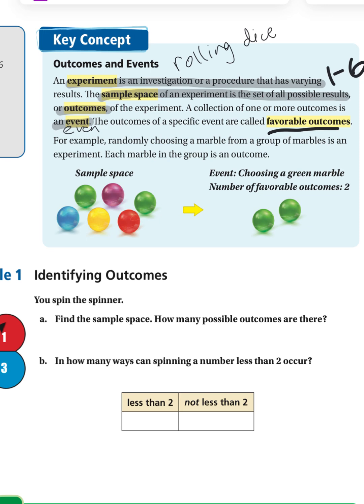So they give another example down here. If I had those 6 marbles in a bag, the sample space would be each of those 6 marbles. And then an event might be choosing a green marble. There are 2 green marbles out of 6 total.